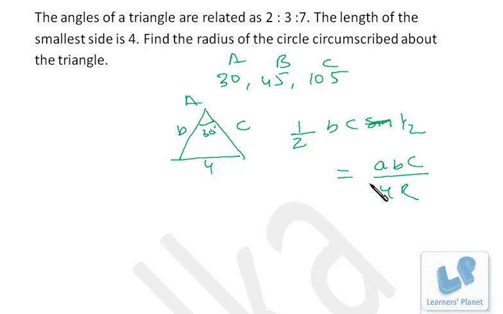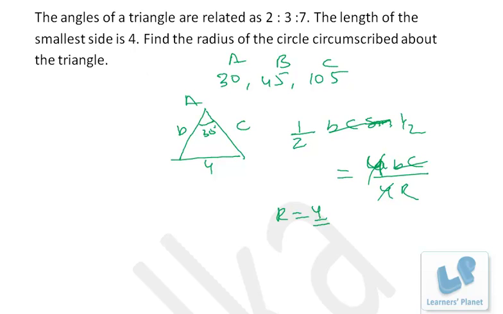the previous question, right? Here A is what? 4, right? So 4 to 4 is cancelled. BC to BC is cancelled. So 1 upon R is 1 upon 4. That means R is 4. That means radius of the circle circumscribed will be 4 only.